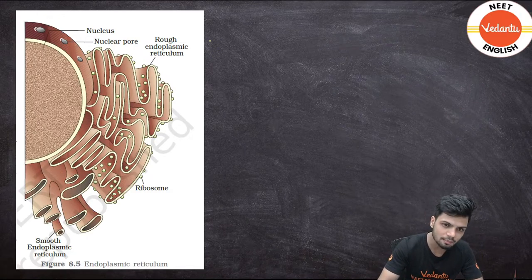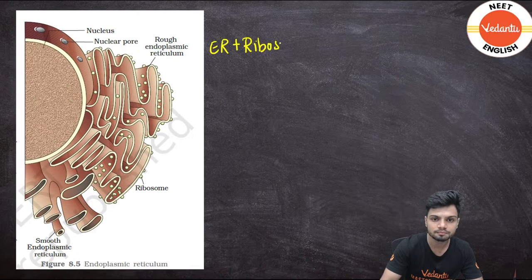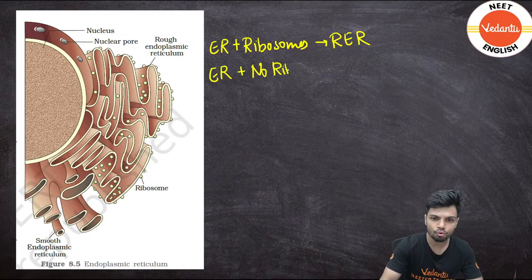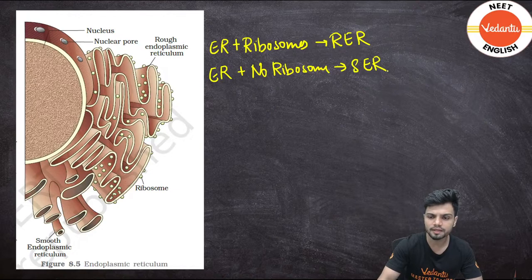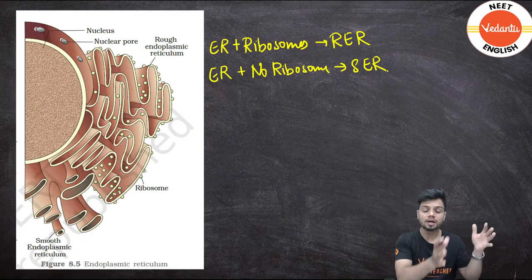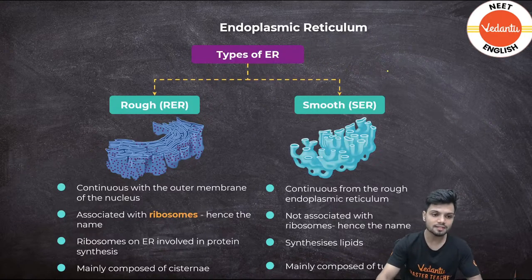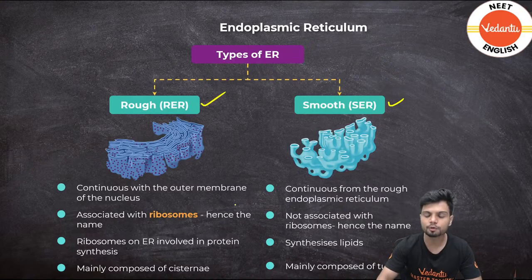The first type is your endoplasmic reticulum plus ribosomes. If there are ribosomes present on the endoplasmic reticulum, it is called rough endoplasmic reticulum. And if the endoplasmic reticulum does not have any ribosomes, it is called smooth endoplasmic reticulum. Now both rough as well as smooth endoplasmic reticulum have different functions. For example, can you see this rough endoplasmic reticulum is rough in nature? This is smooth endoplasmic reticulum.